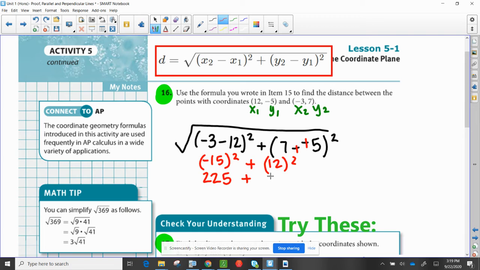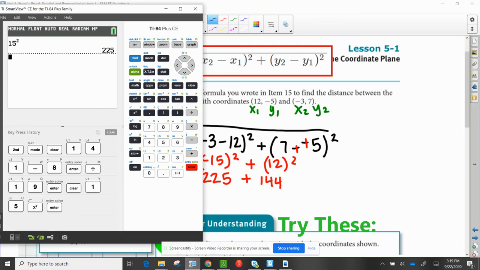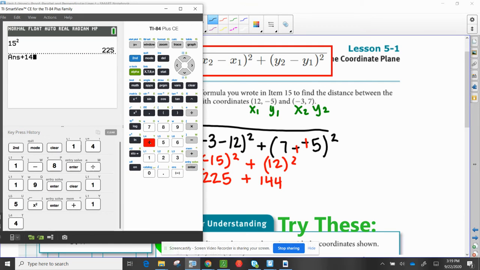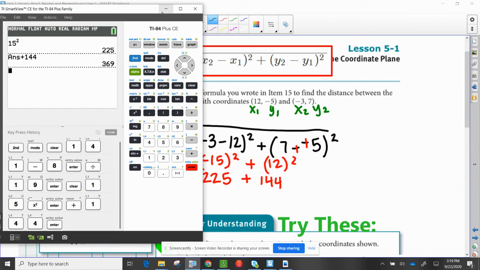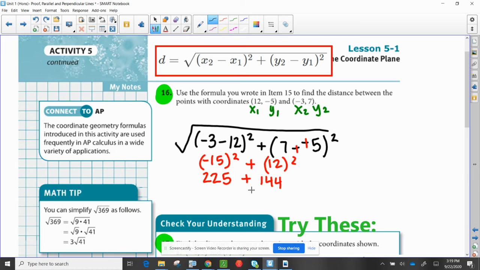Plus 12 squared. Well, 12 squared, I know that one is 144. Okay, so all that simplified together, so plus 144 is 369, right? Yeah. So all that simplifying we got is the square root of 369.